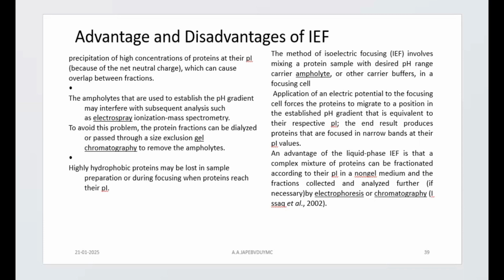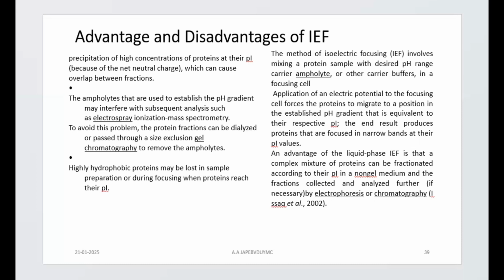To avoid this problem, the protein fractions can be dialyzed. Once the sample is run by 2D electrophoresis or isoelectric focusing, you have to extract the spot, then extract the protein out of the spot, and then dialyze the protein so that these unnecessary ionic groups, the ampholyte groups, are removed, and then you can go for mass spectroscopy. Right. Of course, dialysis is one method.